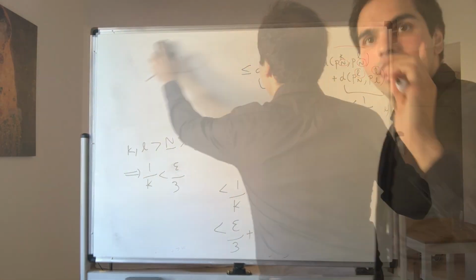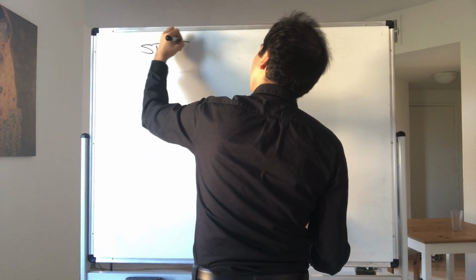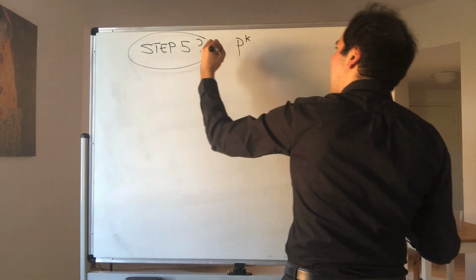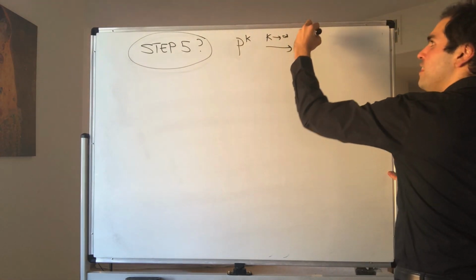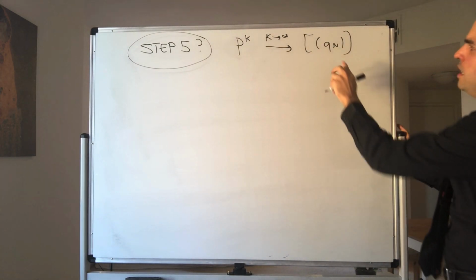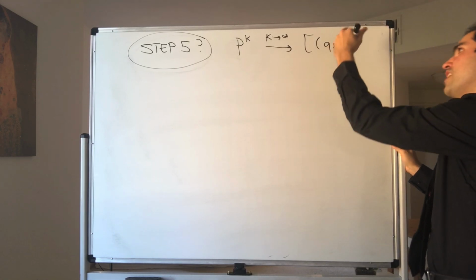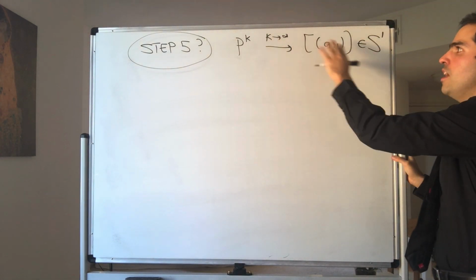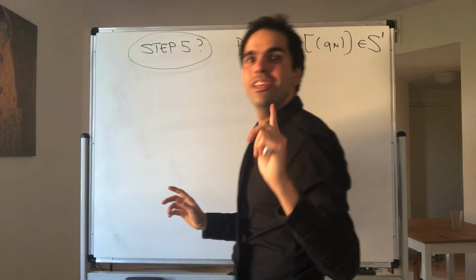And then last but not least, we can prove the convergence theorem in a very similar manner. In the final step, let's say step 5, let's show that PK actually converges, as K goes to infinity, to the equivalence class of Qn. Because then we would be done. Because Qn, we've shown, is a Cauchy sequence, so by definition of the equivalence class, this is an element of S prime. So PK would converge to something in S prime, so the proof would be complete.